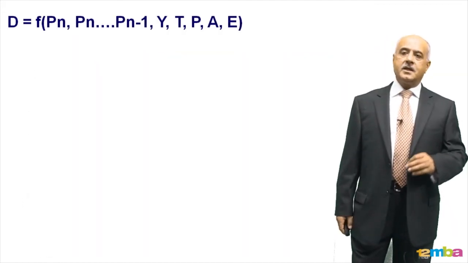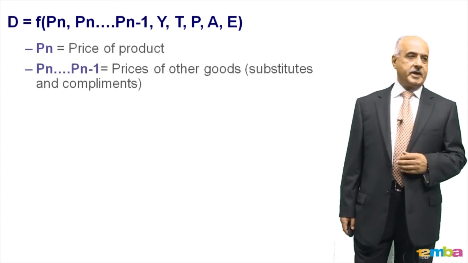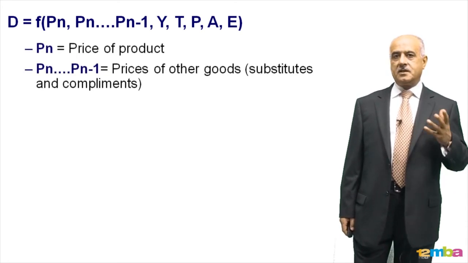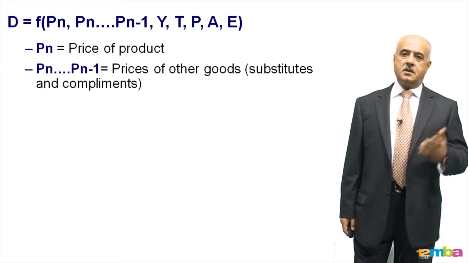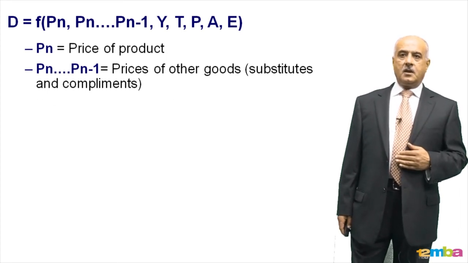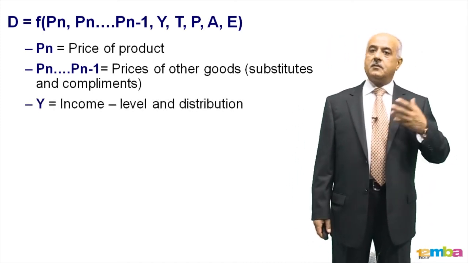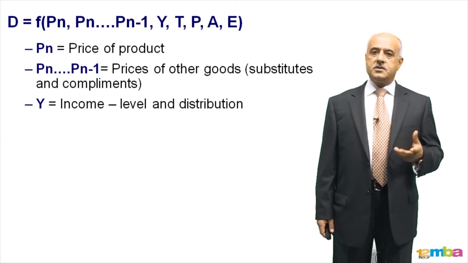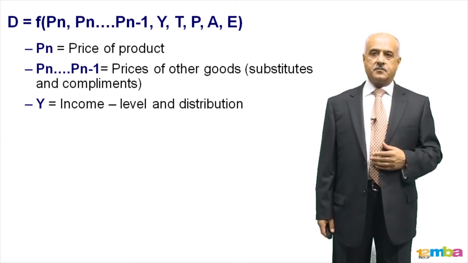The factors that influence the demand are various. One obviously is the price of the product. Like I said, if the price increases, the demand goes down. If the price reduces, the demand goes up. Income level and distribution. If more people are becoming richer, the demand for certain products will increase.